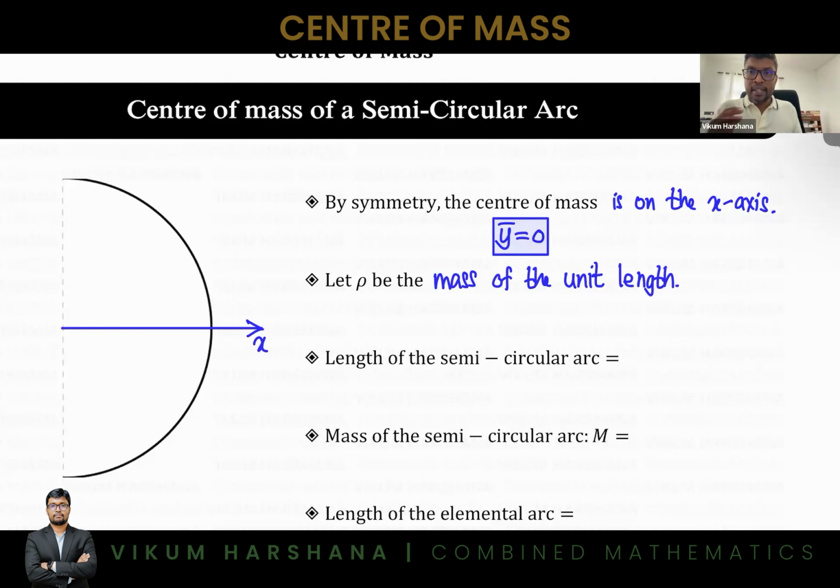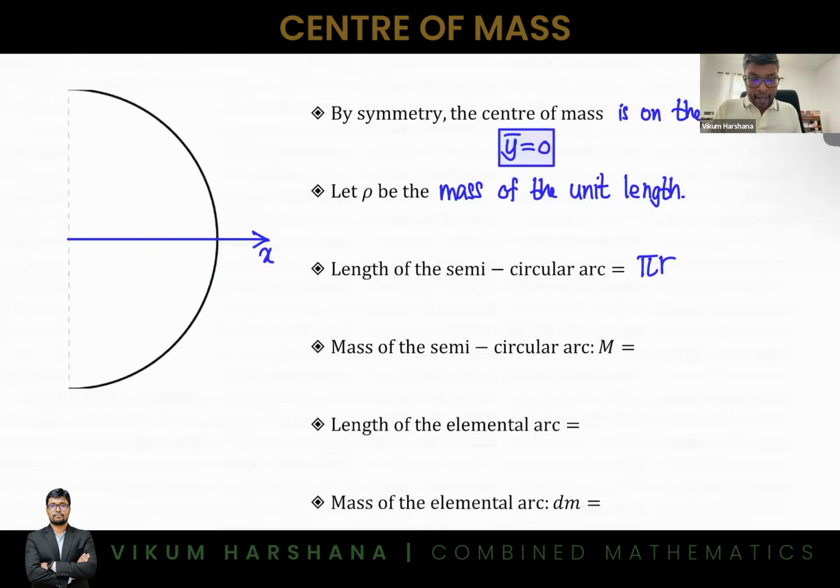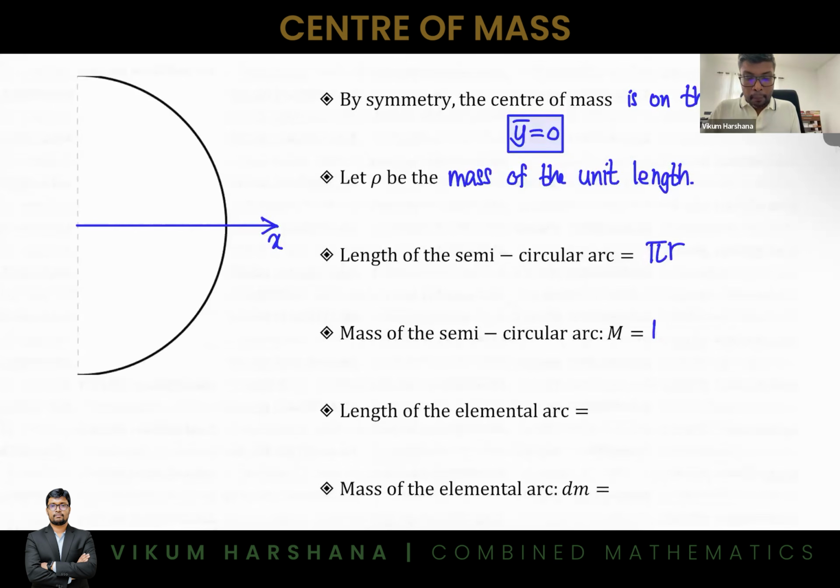Let's jump into the length. The length of the semicircular arc: this is a half circle, right? The circle circumference is 2 pi r, so the half circle is half into 2 pi r, which is pi r. So the semicircular arc length is pi r. Now let's use that rho. The mass of the semicircular arc is pi r into rho. This is the first thing we need, capital M, the mass of the whole object.